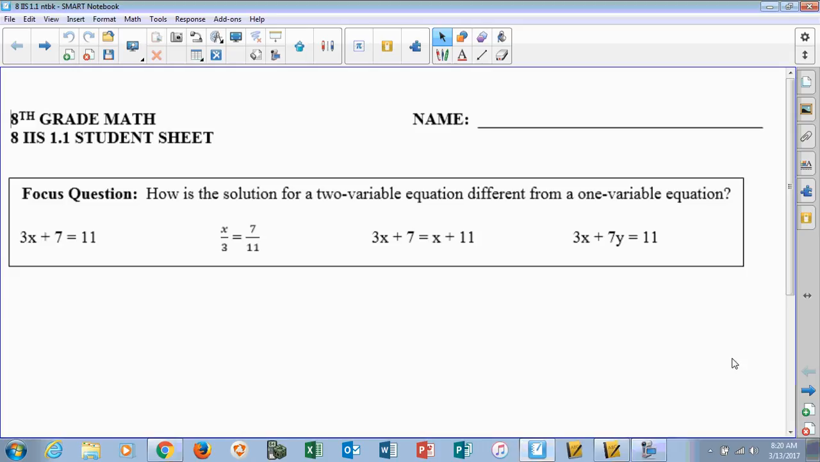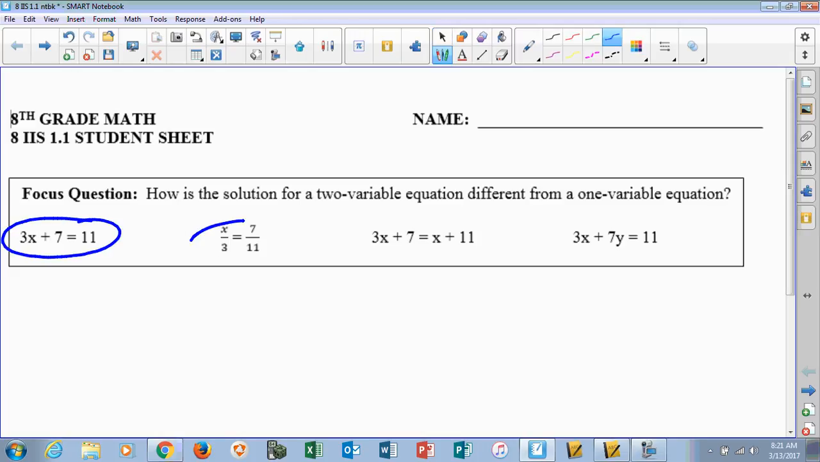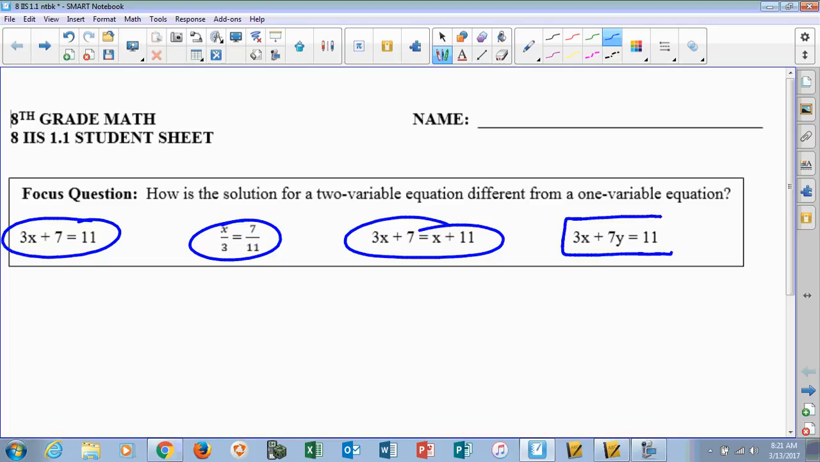All right, so as we begin our new book today, it's in the system. Our focus for this first one, it says, how is the solution for a two-variable equation different from a one-variable equation? So if you take a look at these first three, you notice that these three have the same variable, X.